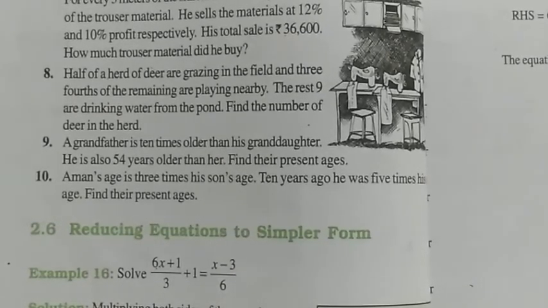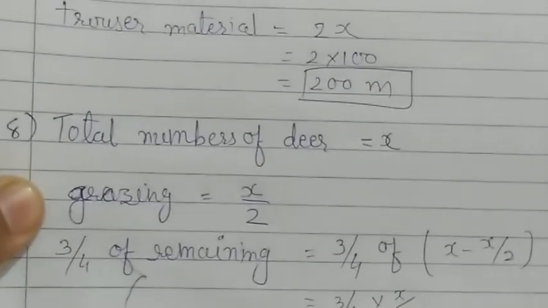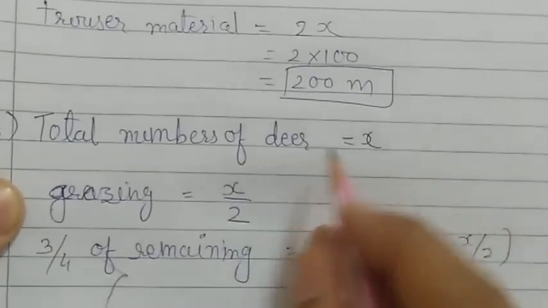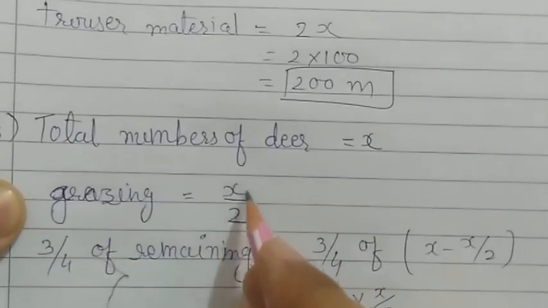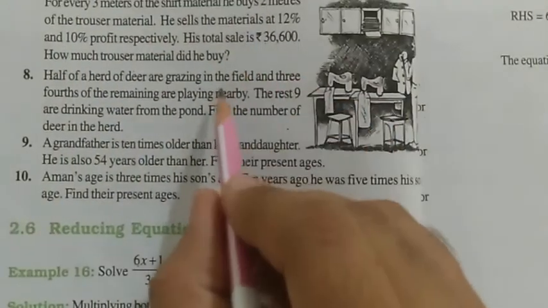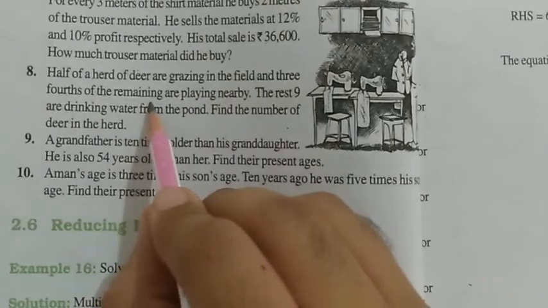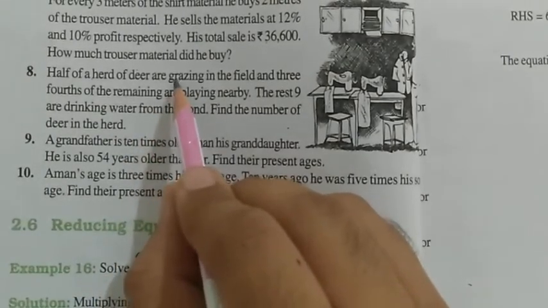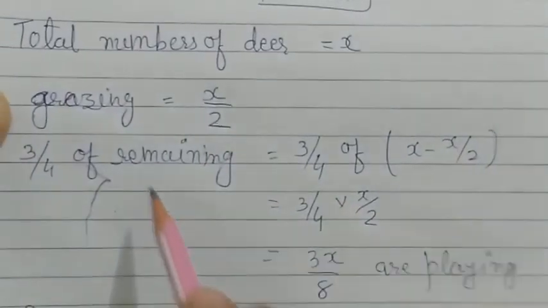Numbers of deer are grazing in the field. First of all, we guess the total number of deer is equal to x. Now grazing half means x by 2. Next, 3/4 of the remaining means 3/4 of whatever is left.